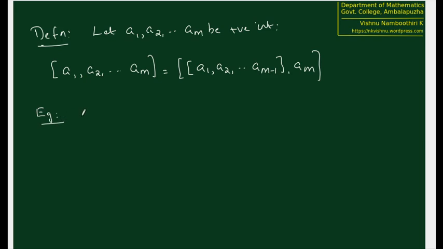So for example, LCM of A1, A2, A3 is equal to LCM of A1, A2; find this LCM and then find the LCM of that number and A3. So using this, we are going to solve the next problem.